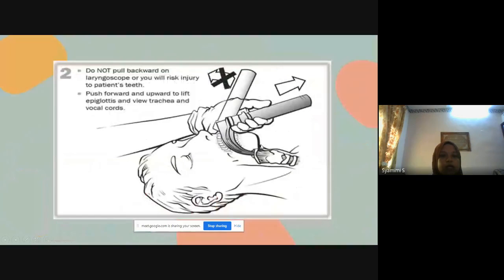The second one is, when you have detected the epiglottis, you need to pull the laryngoscope upward, forward and upward like this, not backward, because this will injure the patient's teeth. And then this is to view the trachea and the vocal cord, so you can see it clearly.